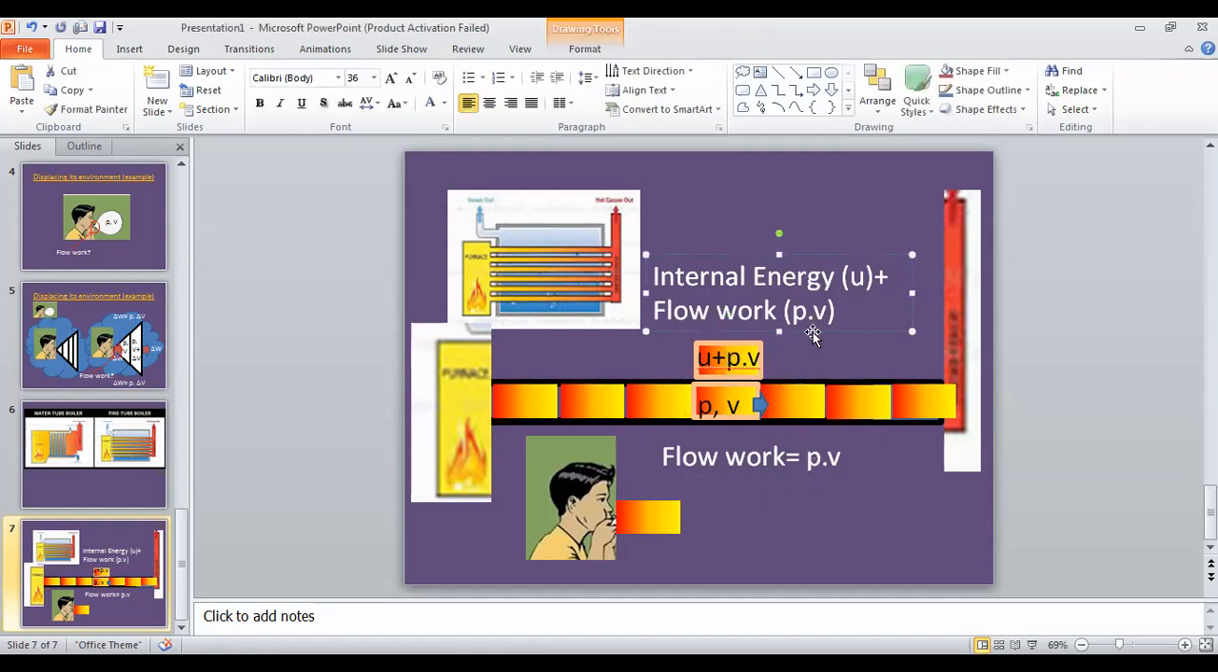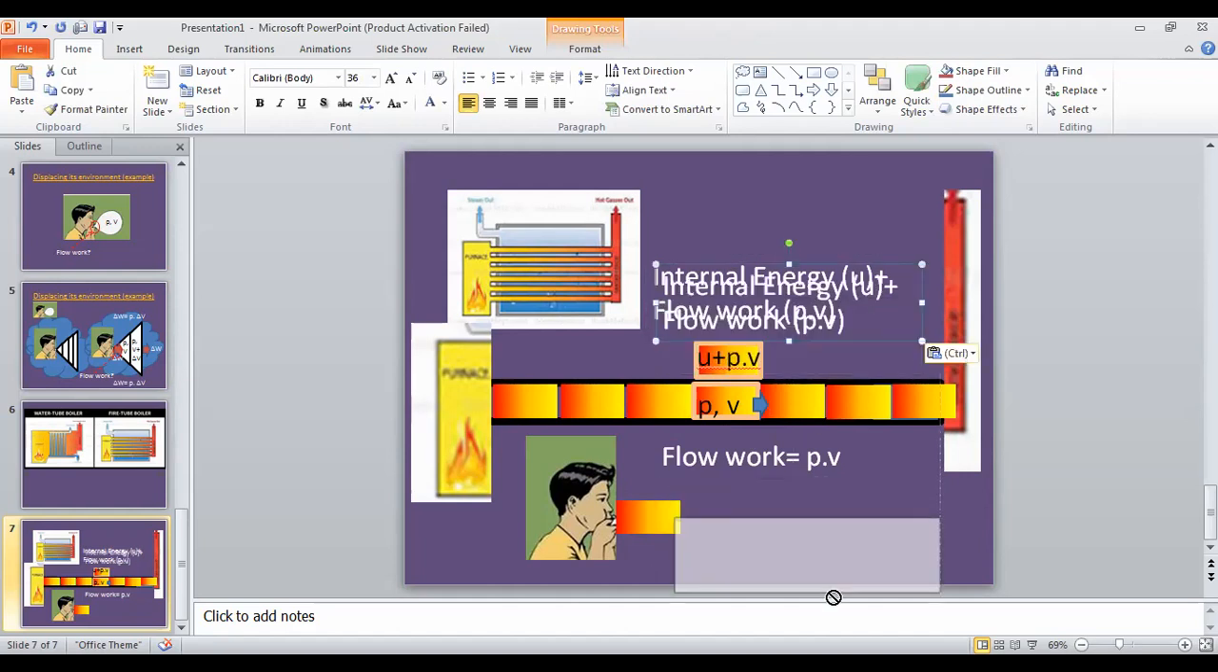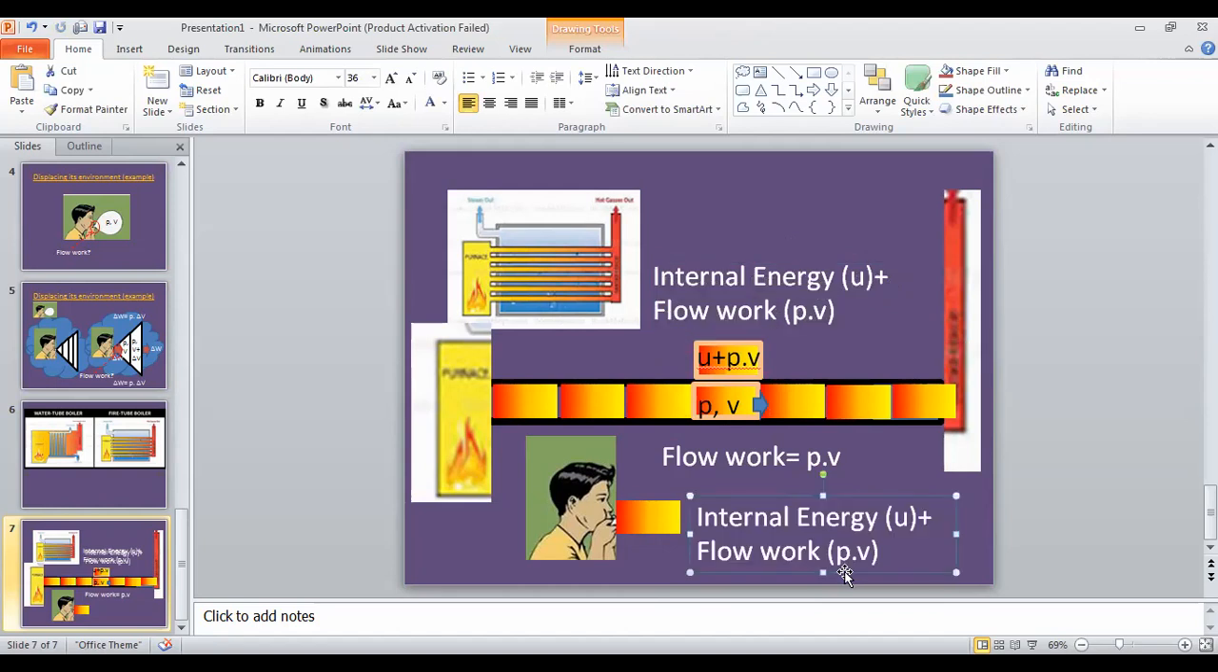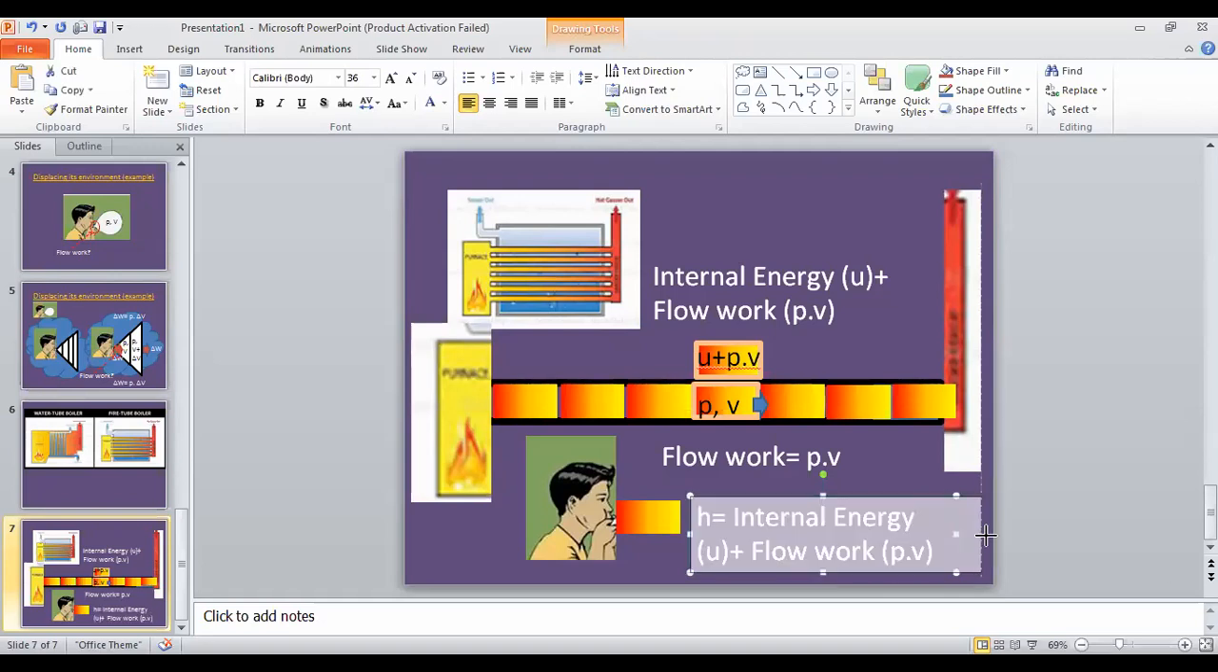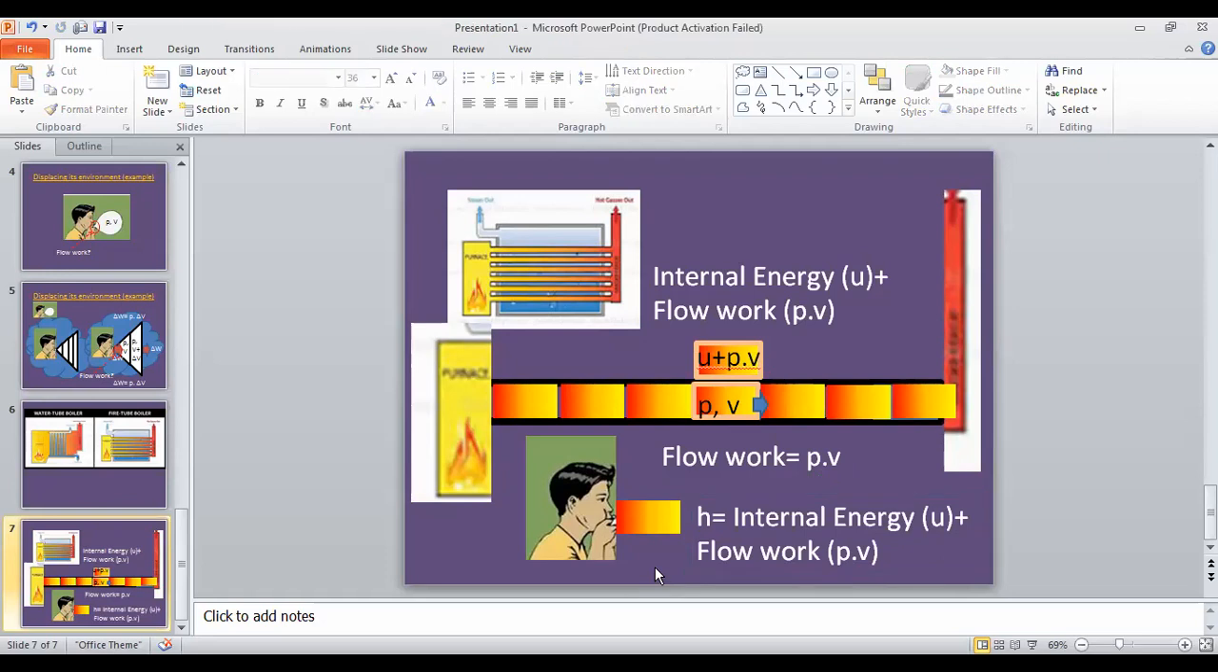So this is internal energy plus flow work. This is what this flowing fluid contains, and this we call enthalpy. Okay, this H is U plus PV. So H.